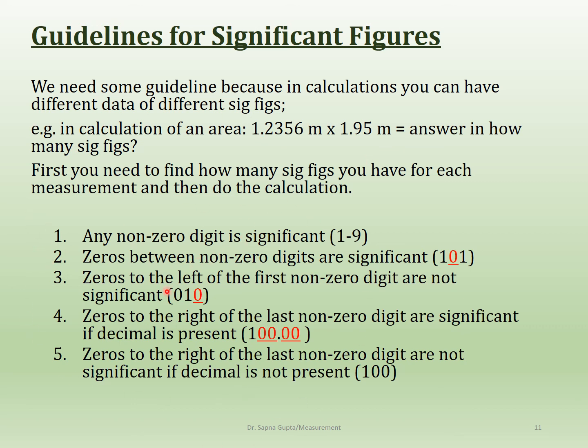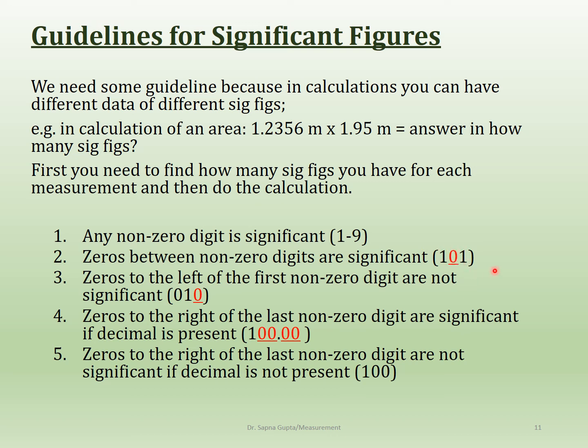So first of all, if you have any non-zero digit, which means 1 through 9, then those are all going to be significant. So for example, 1.95, that is 3 significant figures. 1.2356, just count how many numbers you have, which is 5 significant figures. If you have any zeros between non-zero digits, they're going to be significant. So for example, 101. So this zero then becomes significant.